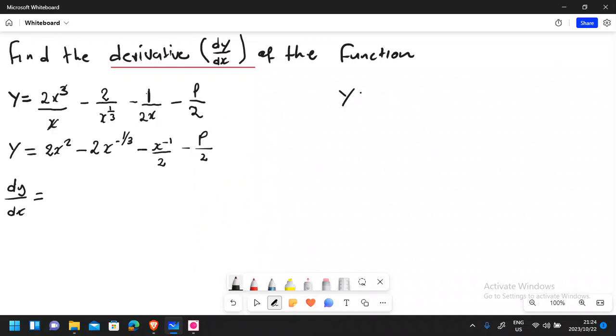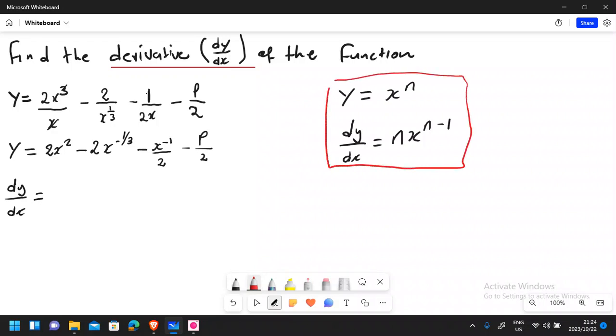It's going to be y equals x to the power of n, and then when you find your dy over dx, you multiply by the exponent, and then you say x to the power of n minus 1, so that exponent is reduced by 1. So this is the formula that you must use on each and every term here. All right, so let's continue.